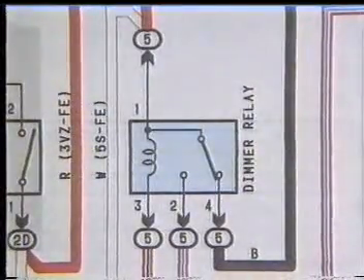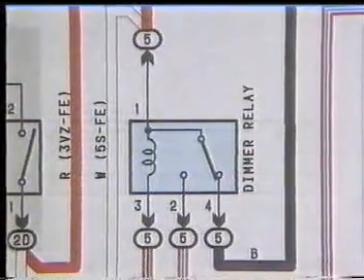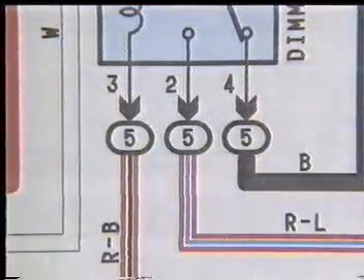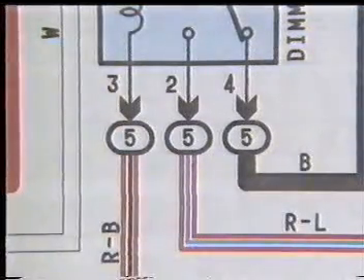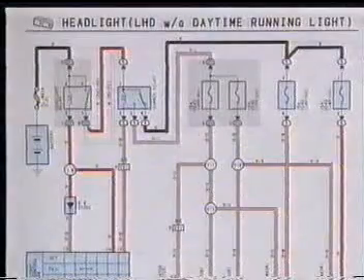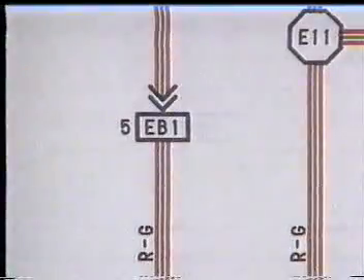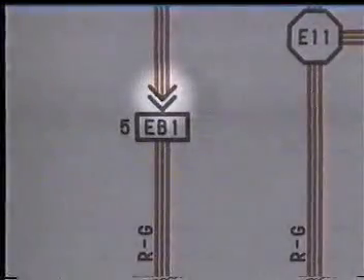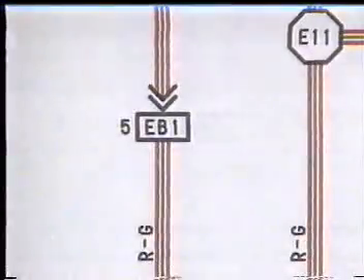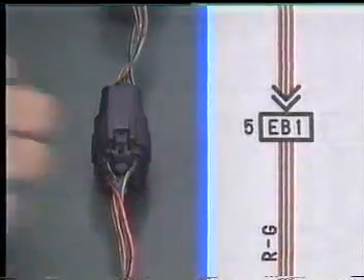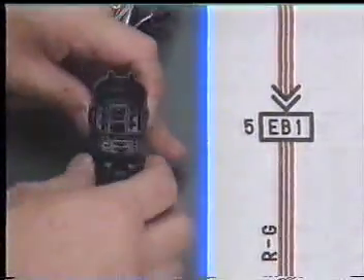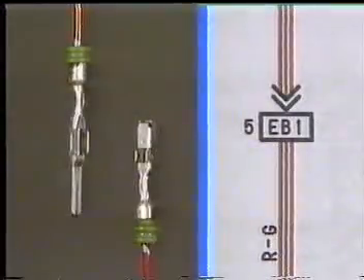Next, let's look at the relay block. As in the case of the junction block, the number in the oval indicates the relay block number. In this case, it is relay block number 5. Next, this symbol indicates a harness-to-harness connector. This arrow indicates a male terminal. In this case, the top is the male and the bottom is the female.